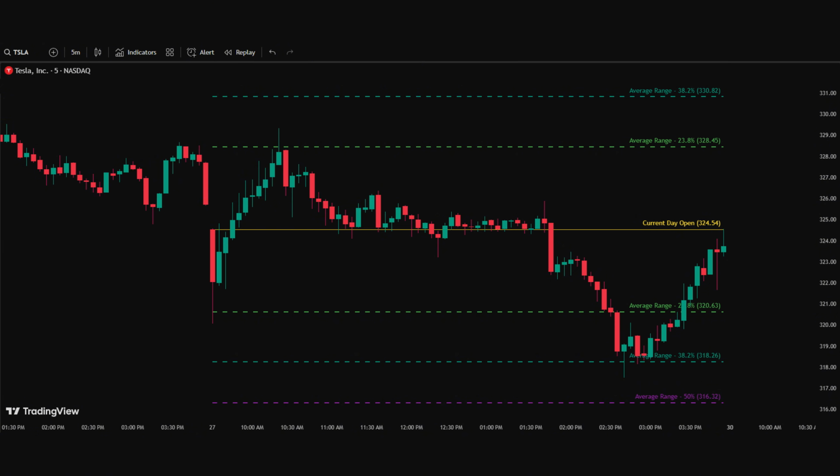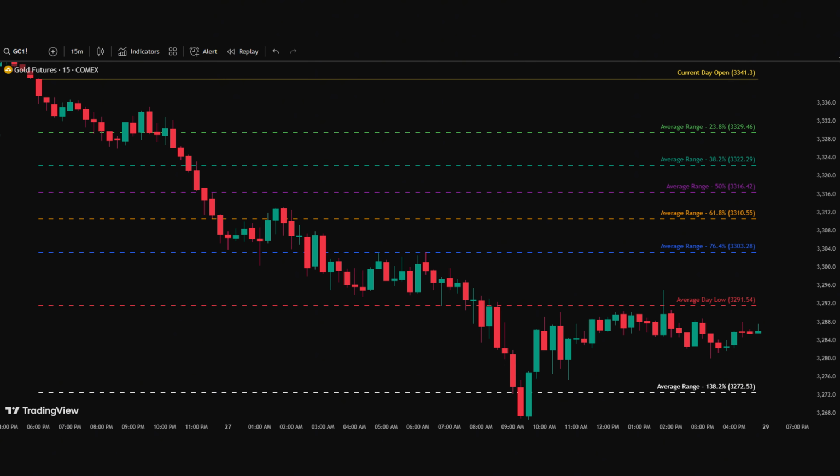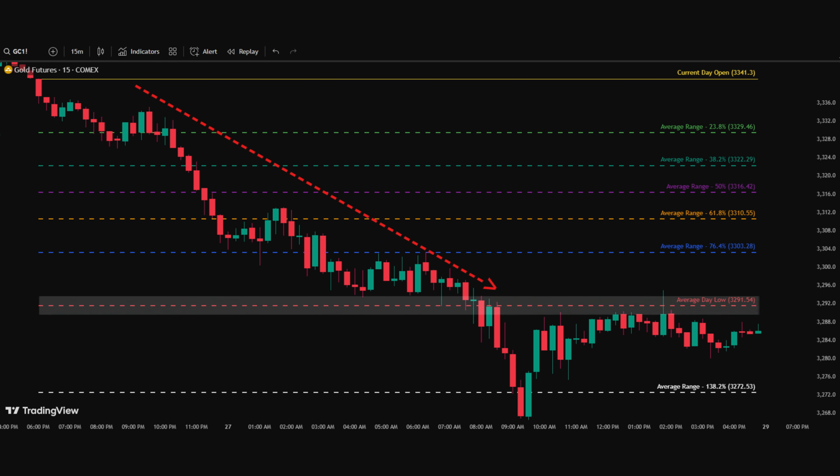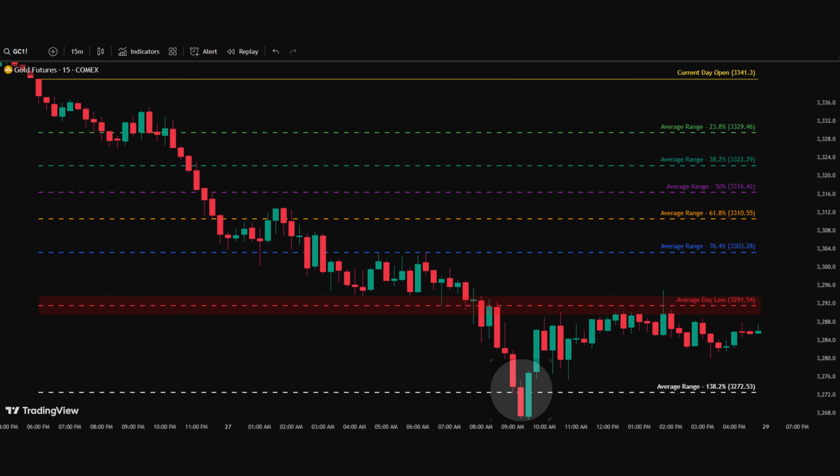All right, let's expand our analysis and explore how this indicator performs across various asset classes, starting with futures, then moving on to Forex and crypto markets. First up is gold futures. Unlike the earlier examples, gold displayed a pronounced bearish trend, breaking decisively through the average day low, the 100% Fibonacci level, and extending down to the 138.2% Fibonacci extension.